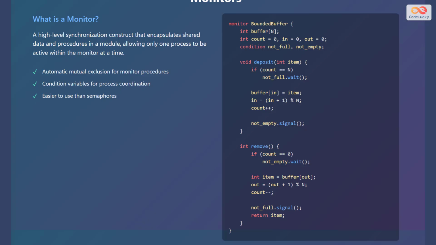Now, let's examine the classic bounded buffer problem implemented using a monitor. Within the monitor, there are procedures for depositing and removing items from a buffer, along with condition variables to handle full and empty buffer states. This implementation elegantly handles mutual exclusion and synchronization, making it a powerful tool for concurrent programming.